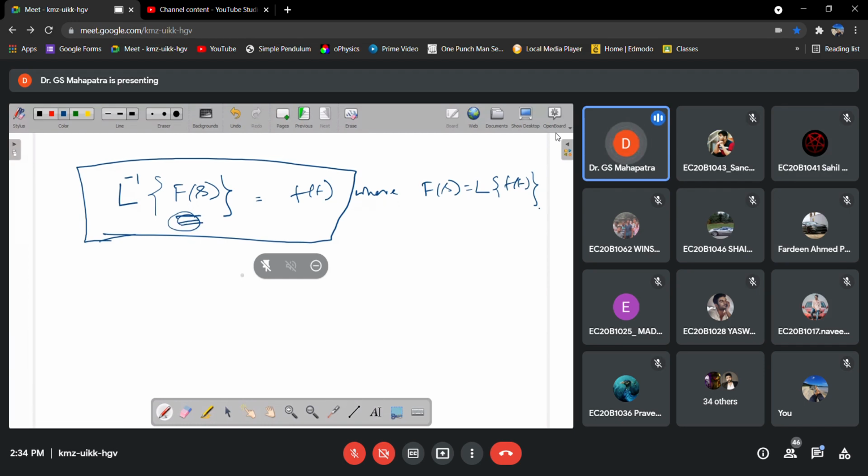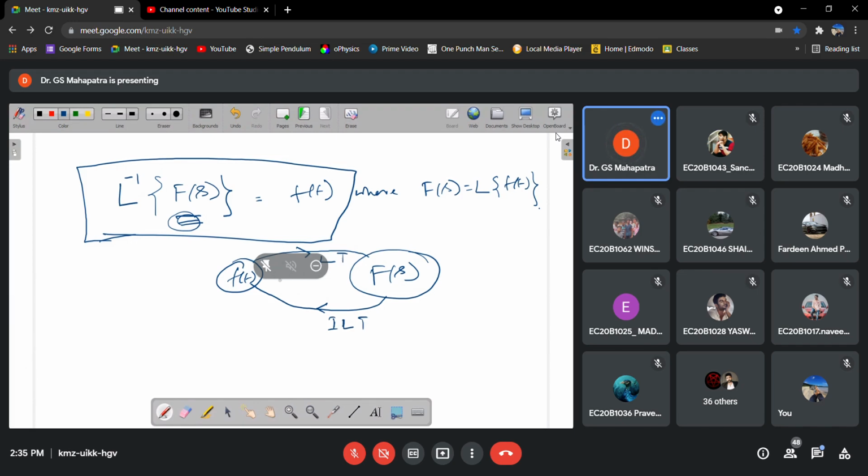So what is the relation between f of t and capital F of s? If you consider this arrow, it is the Laplace transform. If you consider this other one, it is the inverse Laplace transform. So this is the concept of the inverse Laplace transform and the Laplace transform.